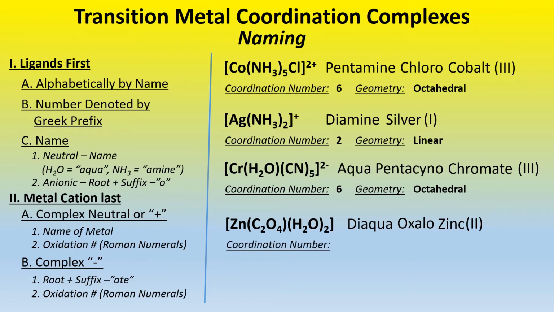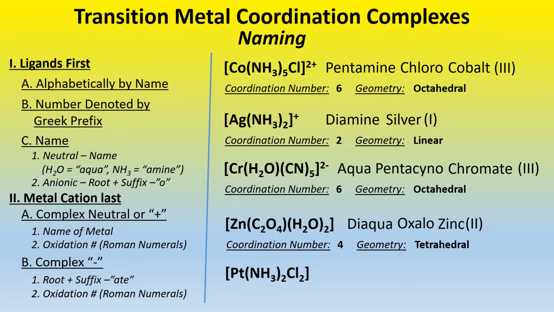In this case, I have two waters, each one forming one bond. However, bear in mind, the oxalate ion was one of your exceptions, forming two bonds. So I have a total of 4 bonds, so my coordination number is 4. With a coordination number of 4, zinc is not one of my exceptions, so the geometry is tetrahedral.